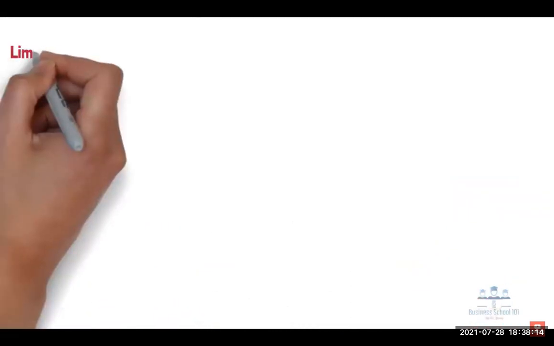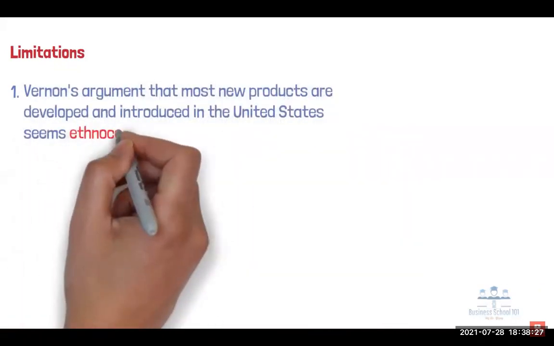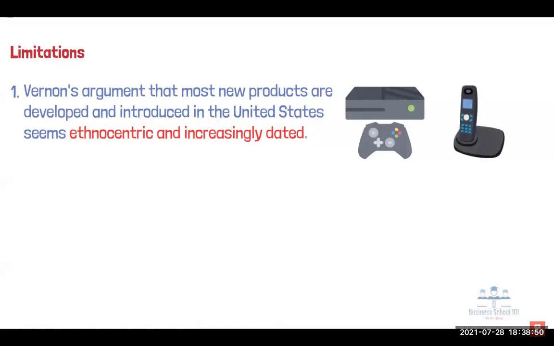However, the product lifecycle theory is not without weaknesses. It suffers from two major limitations. First, viewed from an Asian or European perspective, Vernon's argument that most new products are developed and introduced in the United States seems ethnocentric and increasingly dated. Although it may be true that during the U.S. dominance of the global economy, most new products were introduced in the United States, there have always been important exceptions. These exceptions appear to have become increasingly common in recent years. For example, video game consoles were first introduced in Japan, and new wireless phones were first introduced in Europe.